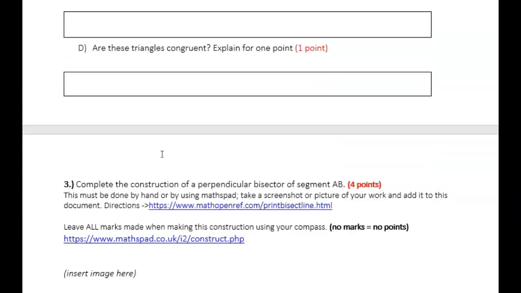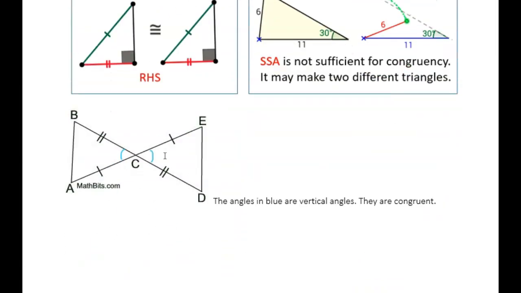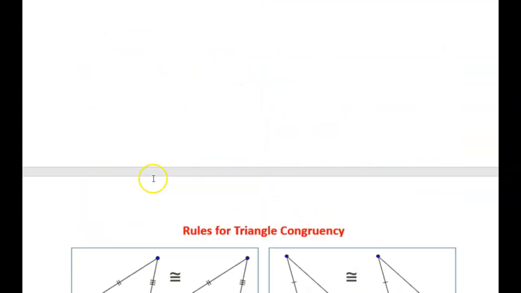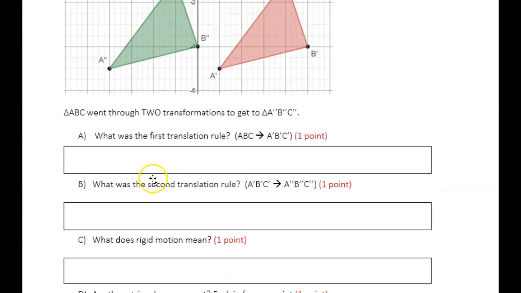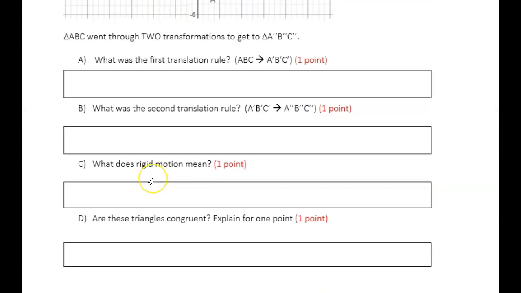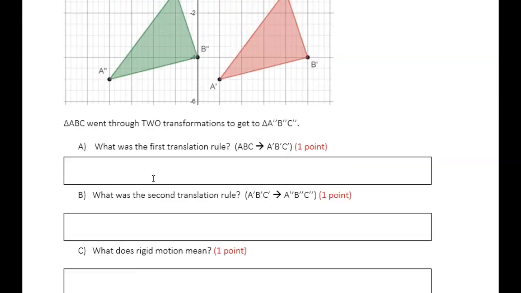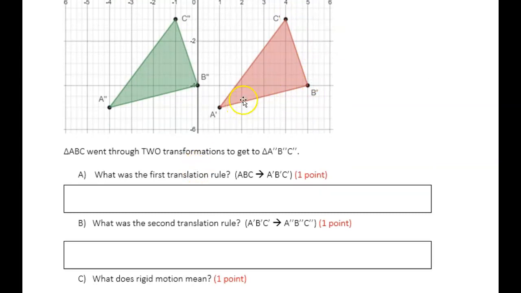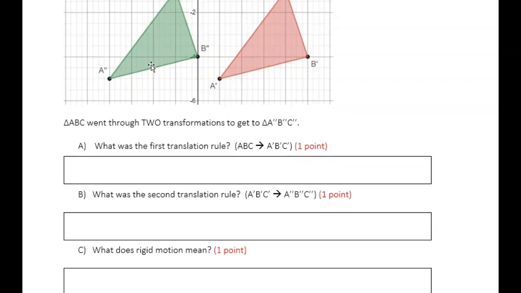At the bottom of the document, you can see the rules right here, coordinate transformations, and you can go ahead and see what has happened to each point. Or you can eyeball it and see what has happened. So you need to answer these questions. What was the first transformation rule? So what was the rule that went from here to here? What was the second transformation rule? How did we get from this one to this one? And these are each worth 1 point.